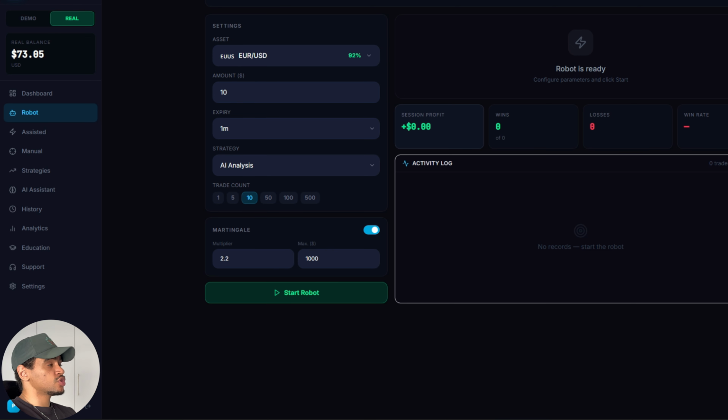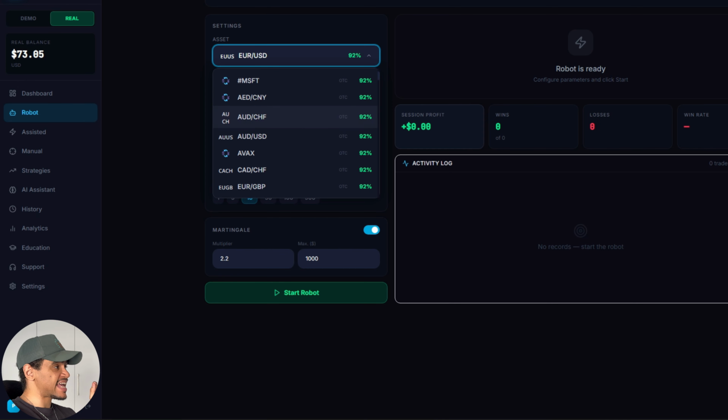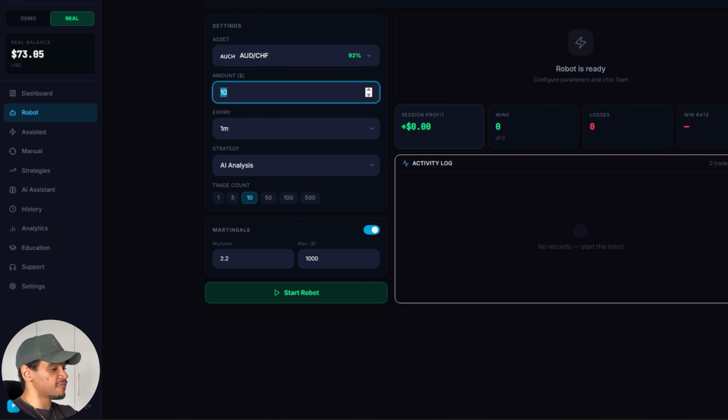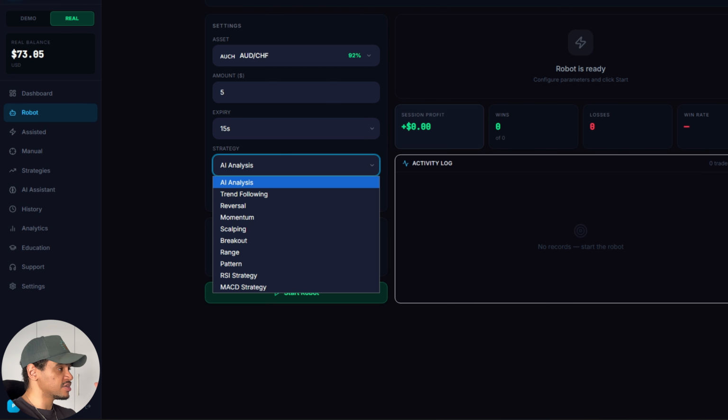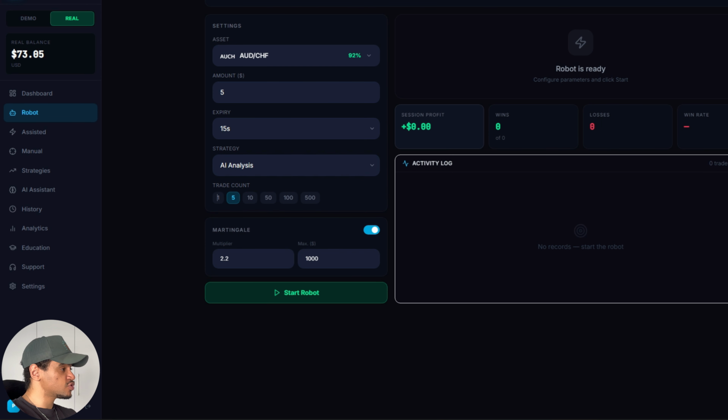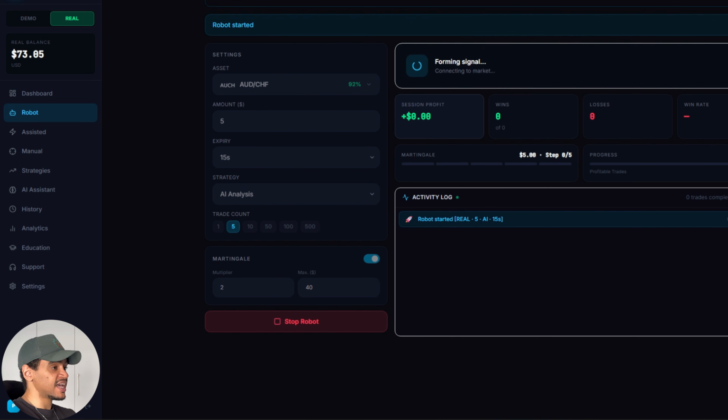So first thing that we're gonna do with the robot is go here and select the asset that we want to trade on. For example, let's not overthink it and start with Australian dollar, Swiss franc, OTC market. We're gonna do the $5 per trade, 15 seconds time frame AI analysis, because I think this kind of incorporates everything that you want. We're gonna do 5 trades. Our martingale is gonna be twice, so every single time we're gonna multiply our amount by 2 in case of a loss, and I don't want it to go over $40. So that's it. And then you start the robot, and there it is.